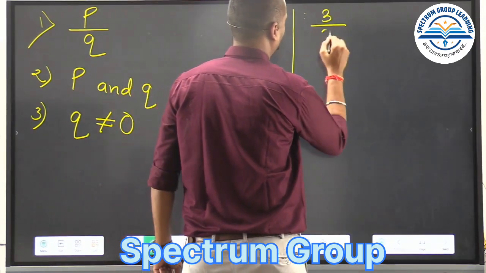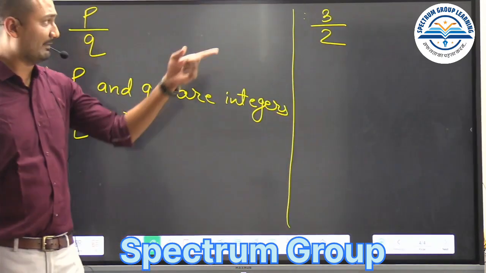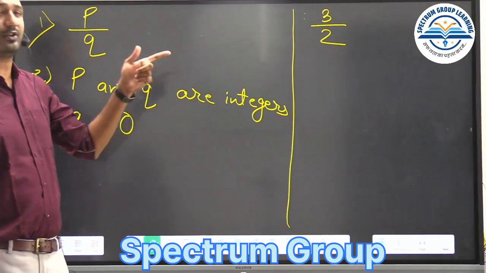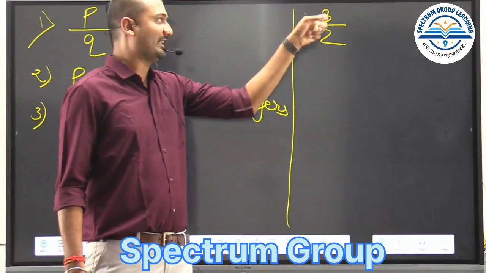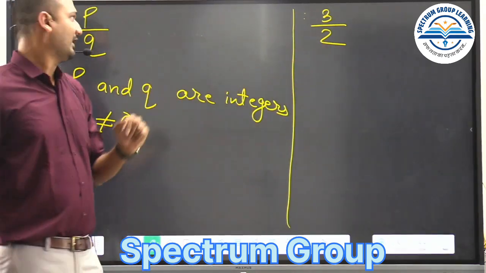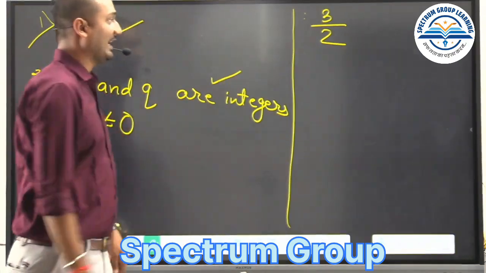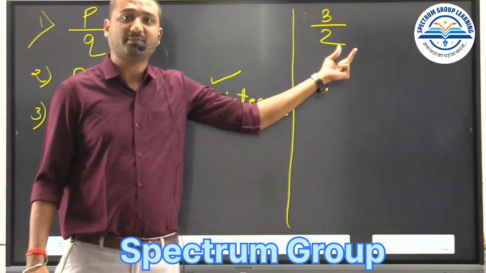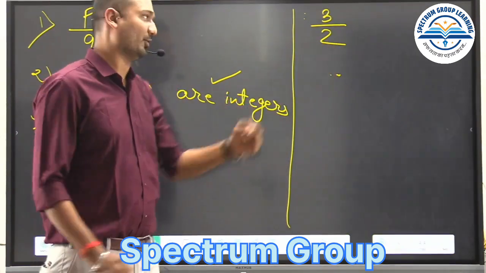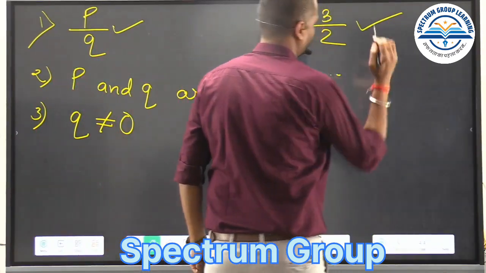3 by 2. We will check if this number satisfies all the three conditions. 3 and 2 both are positive integers. Both are written in the form of P by Q. Both are positive integers, and the denominator value, the below value, is not 0. That means it is a rational number.